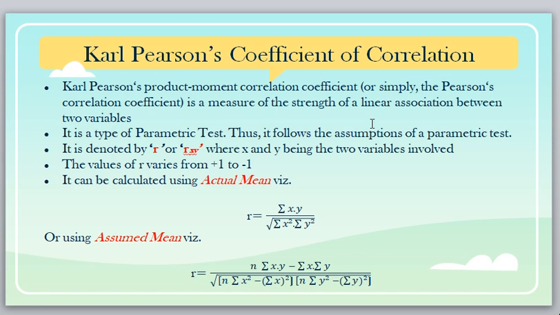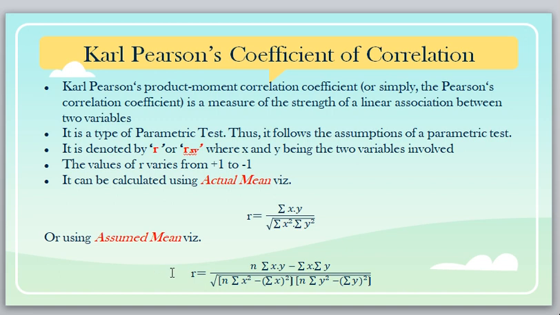That means when it comes to a graphical representation, you can see a straight line. It is a type of parametric test, and thus it follows the assumptions of a parametric test. It is denoted by r or rxy, where xy are the two variables being studied. And the values of r range from +1 to -1. This will be the same for all kinds of correlation. And we can calculate Pearson's coefficient by using assumed mean or actual mean. When we use actual mean, this is the formula.